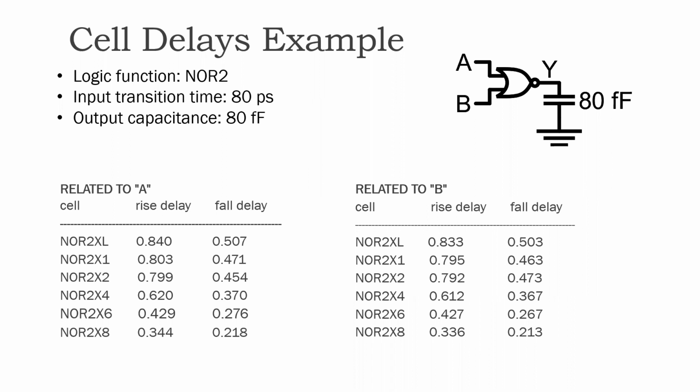Okay, and the output capacitance I have specified as 80 femtofarads. So we have very specific conditions here. Output load cap is 80 femtofarads, input transition time is 80 picoseconds, and we're going to look at what the delays for this cell are in the standard cell library.